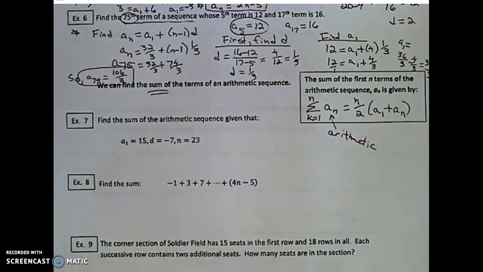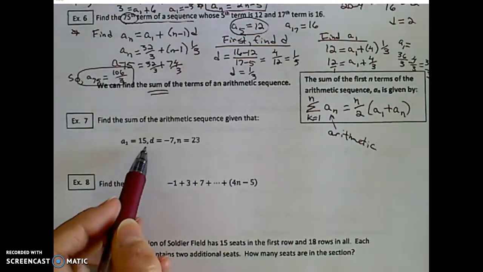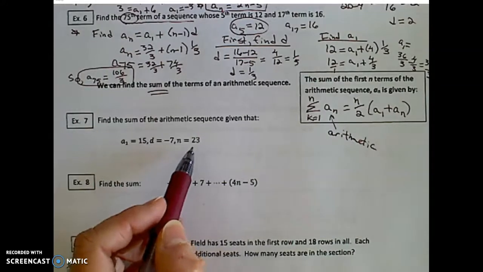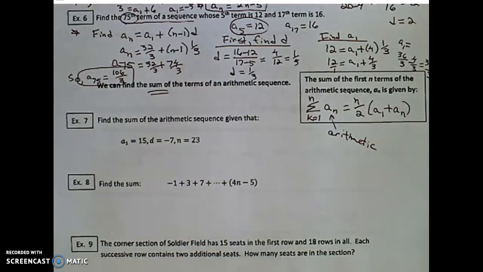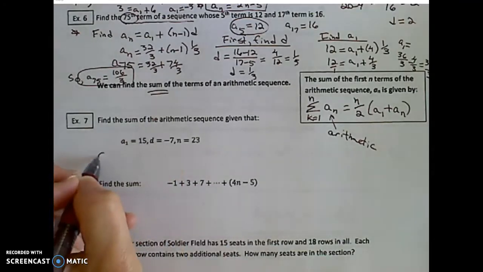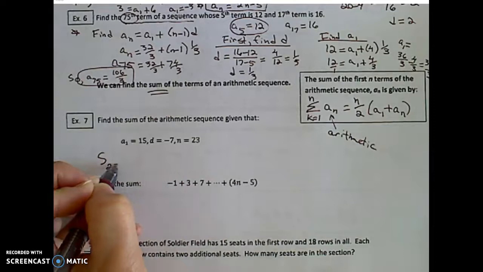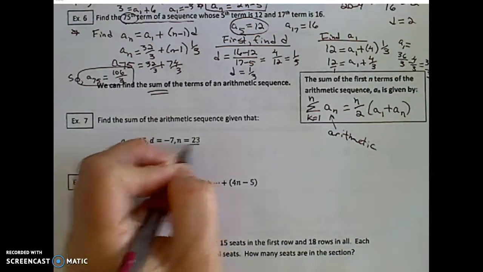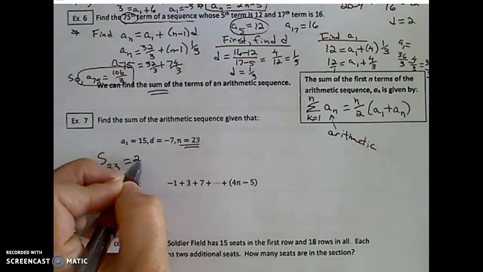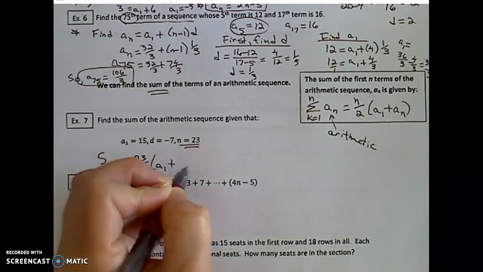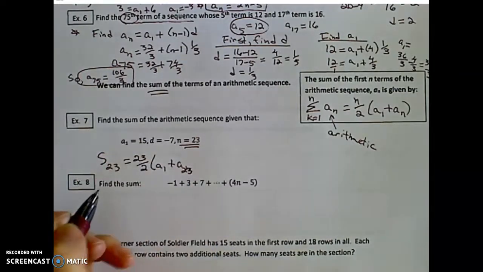Find the sum of an arithmetic sequence given that the first term is 15, common difference is -7, and there's 23 terms in that sequence, or 23 terms that we're trying to add up. So I want to find the sum. I'm going to use that notation. The sum of the first 23 terms is always the number of terms we want to add, 23 divided by 2, times the first plus the last, in this case, a sub 23.